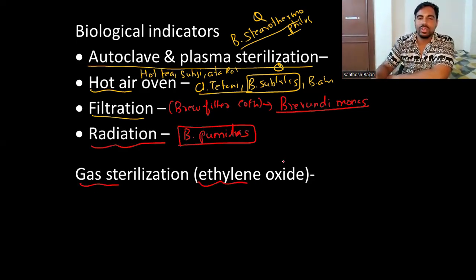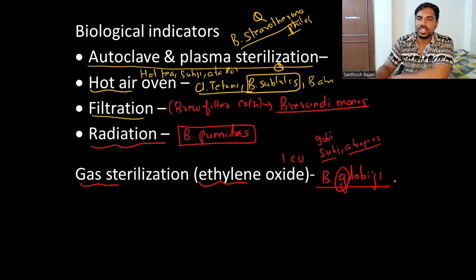Okay, gas, Eti. I told you Eti, she's working in ICU, but still she manages to cook. She manages to make sabji and also roti. Okay, she can cook these things. And gobi, she makes hot gobi sabji. Okay, G. So Bacillus globigii. This is the G for gas sterilization.